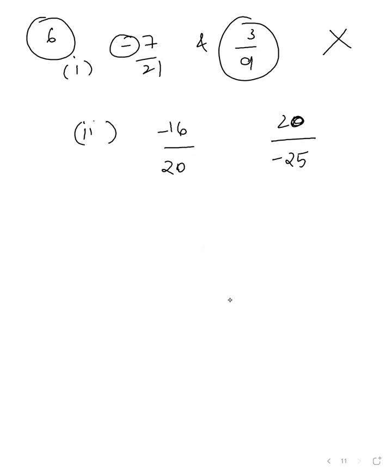Okay, let's do one thing now. Now we can see that both of them are negative, है ना? ये भी एक negative number है और ये भी एक negative number है. So -16 by 20, can we reduce it to its lowest form?